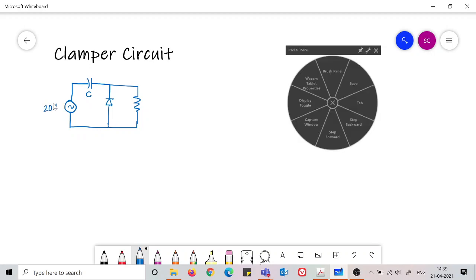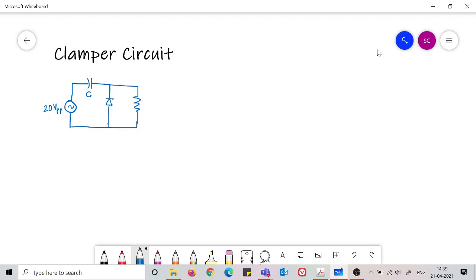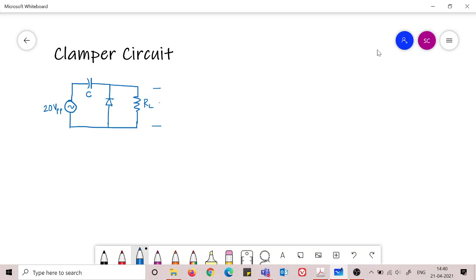20 volt peak to peak. And this is the ideal diode. Suppose this is RL, some resistance, and we need to check the voltage. Check this voltage V0. This is Vi. Okay.